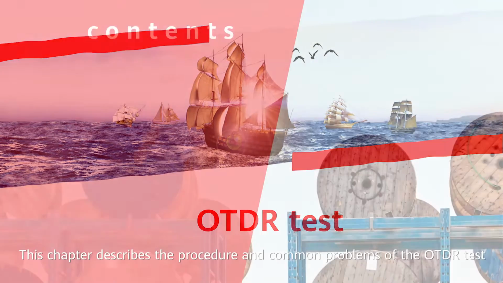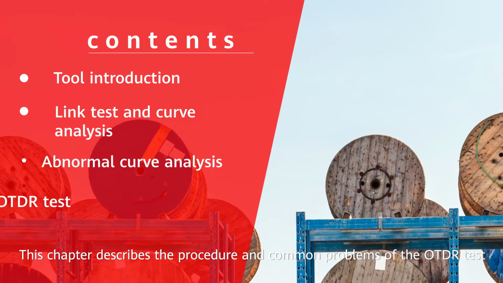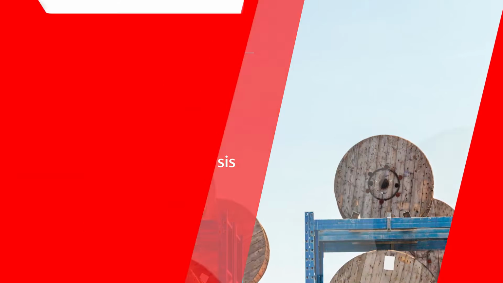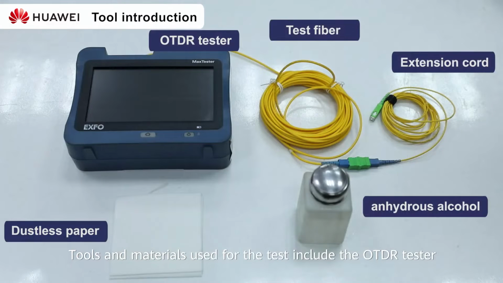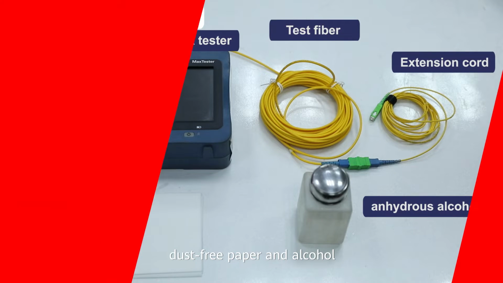This chapter describes the procedure and common problems of the OTDR test. Tools and materials used for the test include the OTDR tester, test fiber, dust-free paper, and alcohol.